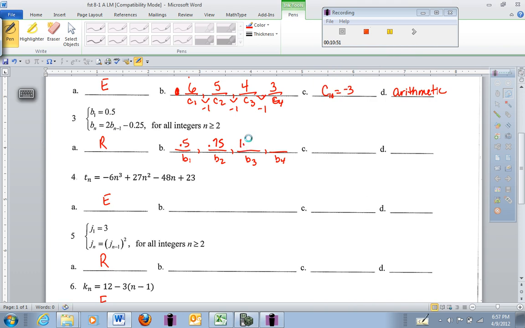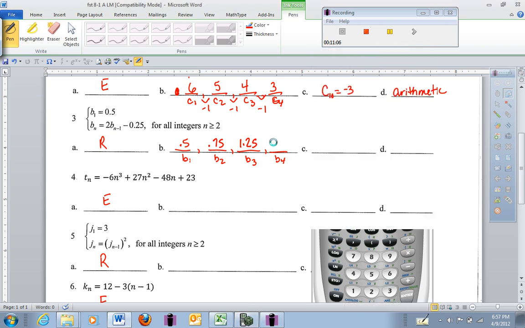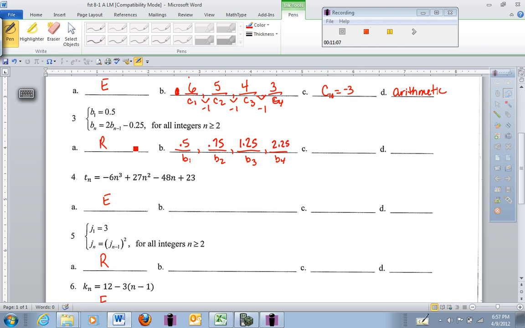Let's see if that's right, 1.25. Is that twice my second term? Twice 0.75 would be 1.5 and subtract 25 hundredths, and it is, isn't it? Okay, if I hit enter again, I get 2.25. That would be twice 1.25. That would be 2.5, and 2.5 minus a fourth is 2 1/4.